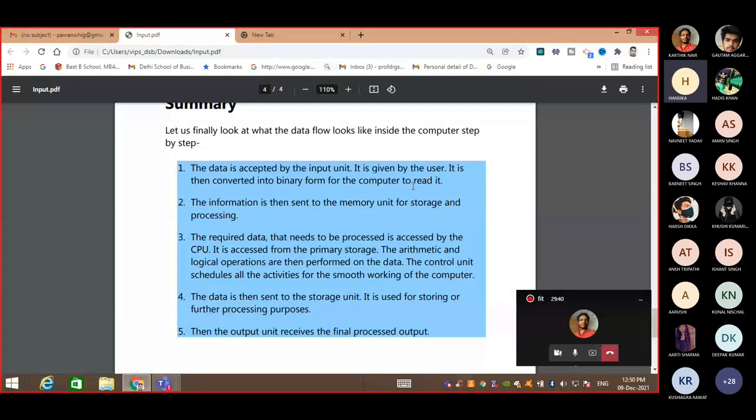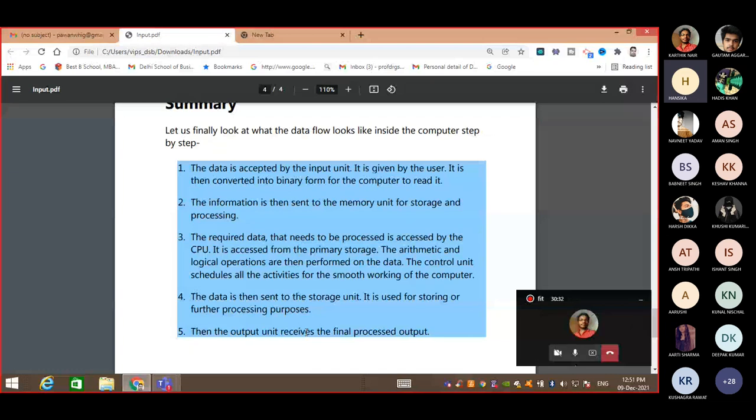The information is then sent to the memory unit for storage and processing. First, the data is directly sent to the memory for storage and processing. Then the required data that needs to be processed is accessed by the CPU from the primary memory. The arithmetic and logical operations then process the data, and the control unit schedules all the activities for smooth working. At the end, the processed data is sent back to the storage unit for storage, and then it is sent to the output unit to show the processed data.